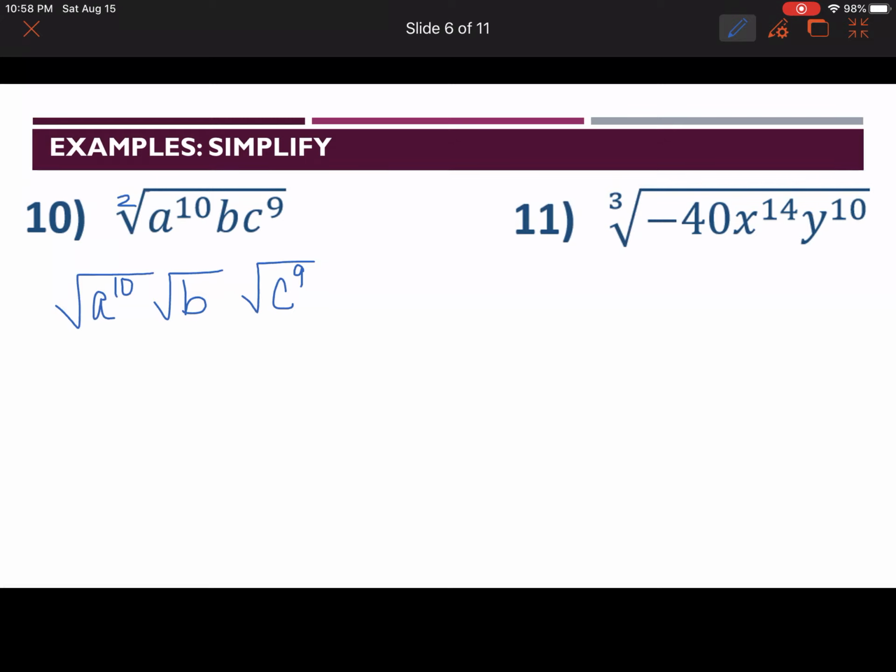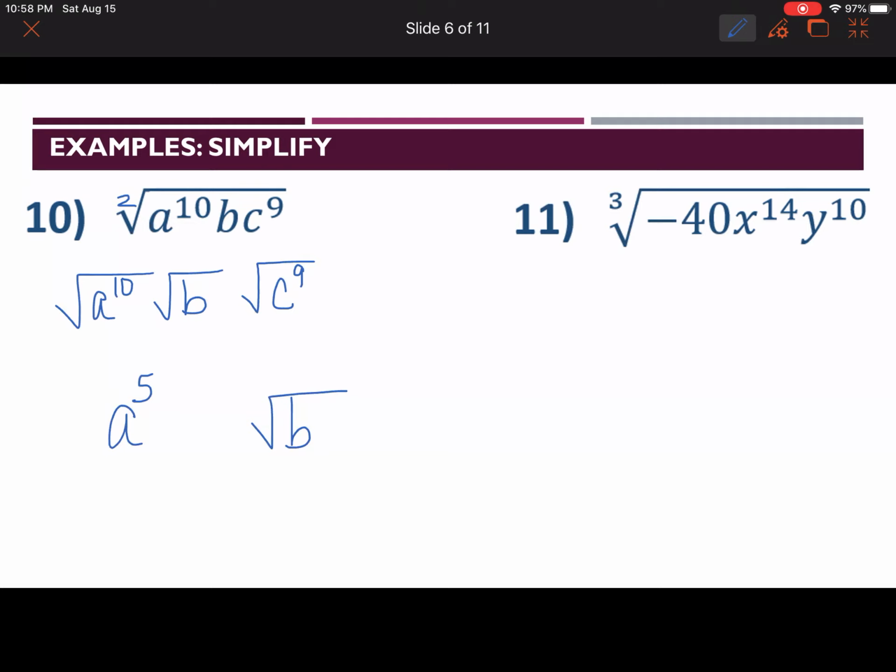So I have 10 apples, and I need to make groups of 2. I can make 5. So that would be a to the power of 5. For the variable b, I only have 1. So I can't make a pair with one person. So that means that I have to leave that underneath the square root.